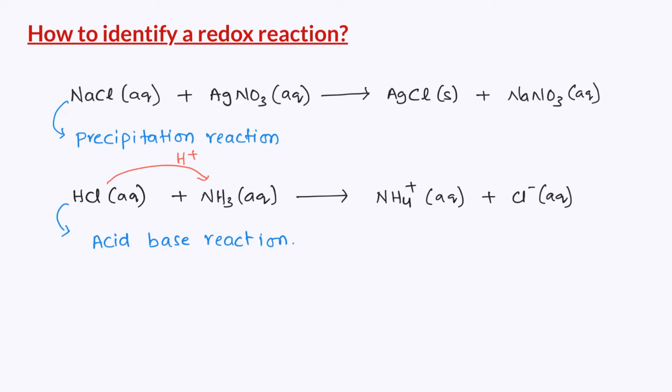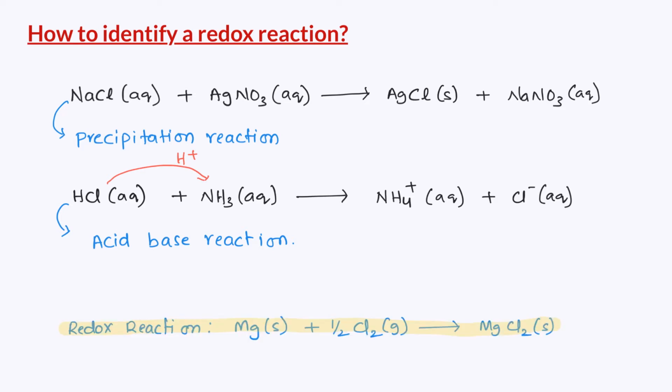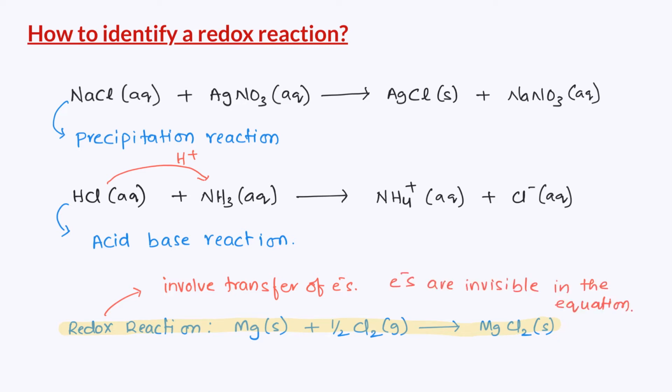We learned earlier that the following is an example of a redox reaction. Solid magnesium plus gaseous chlorine gives solid magnesium chloride. How do we know that this is a redox reaction? According to the definition of the redox reaction, we know that it involves the transfer of electrons from one species to the other. However, we don't show any electrons in a balanced stoichiometric equation. Then how do we know if a given reaction is a redox reaction?